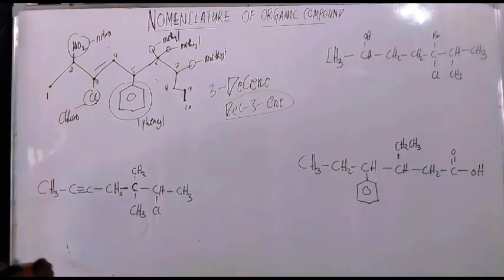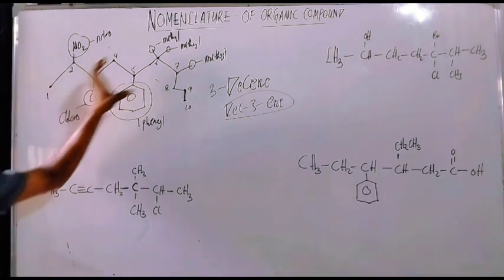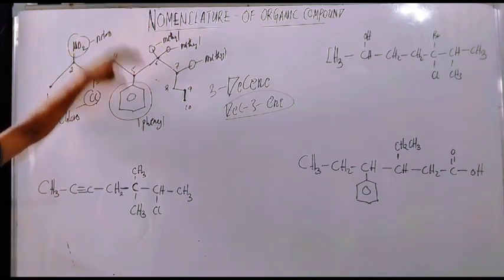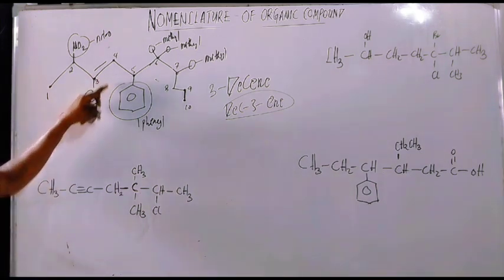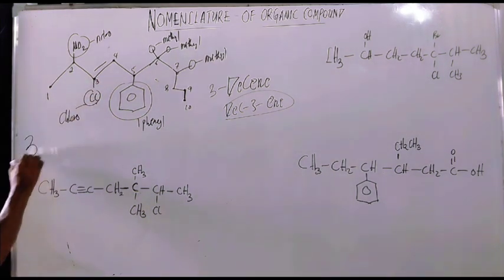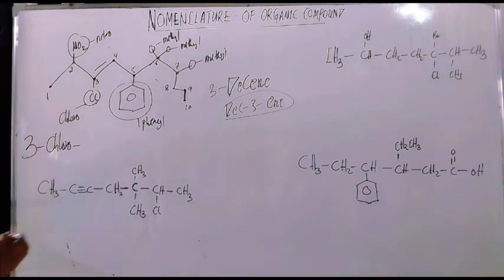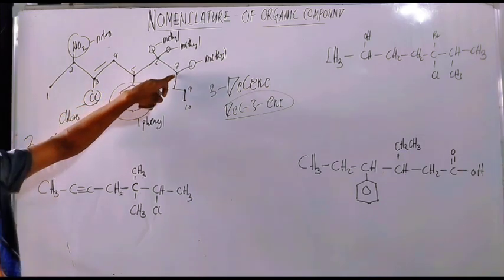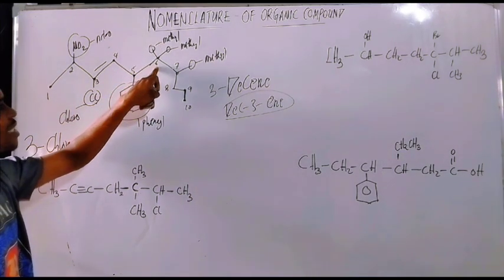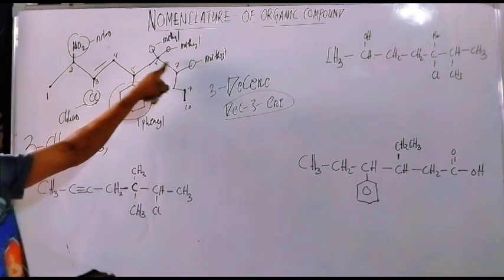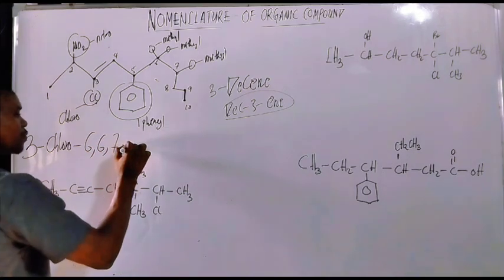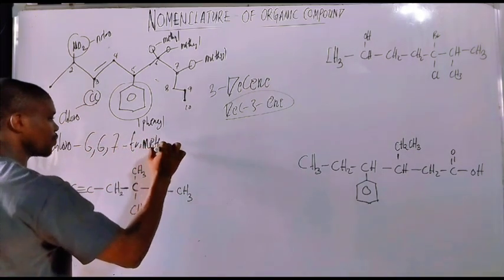So now, when arranging alphabetically, C will come before N, and N comes before P. So when you arrange it alphabetically, at carbon 3, I have a chloro, so it's going to be 3-chloro, right? Now, at carbon 6, and then at carbon 7, I have methyl. So at carbon 6 there are 2 methyl, so it will be 6,6. At carbon 7 also I have the methyl here. 6,6,7-trimethyl.